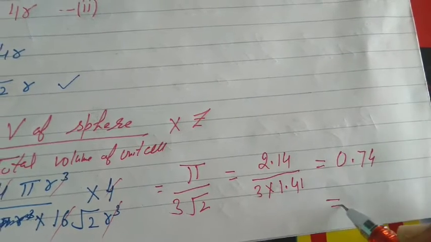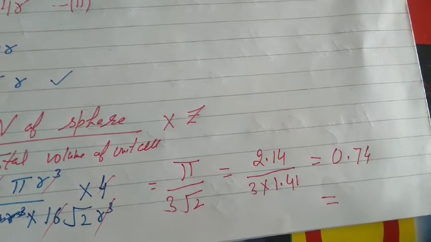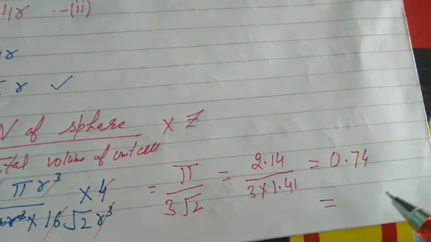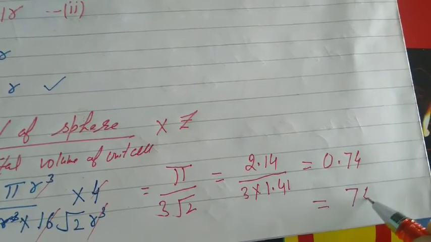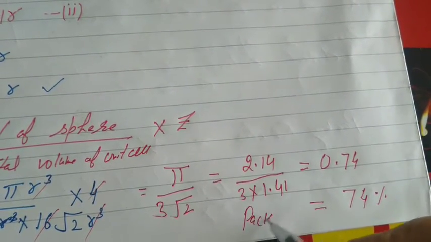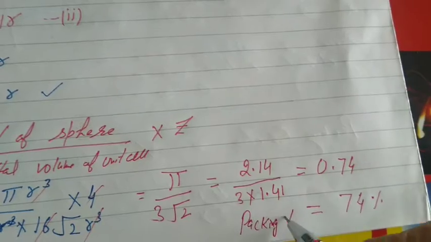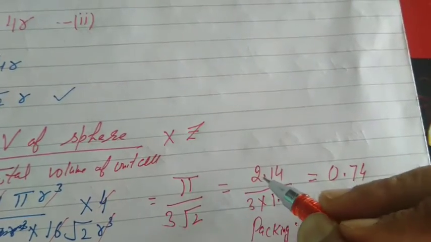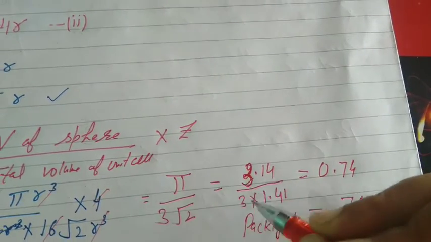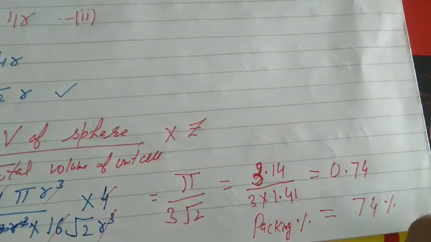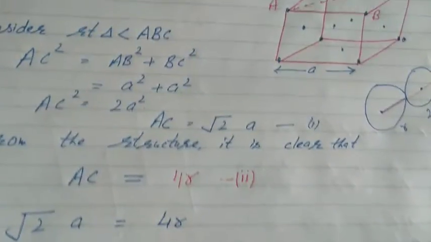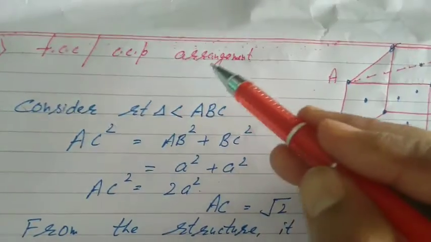What is packing percentage? Packing fraction into 100, that is 74%. Packing percentage for FCC is 74. I think the value of pi is 3.14, sorry for that. 3.14 upon 3 into root 2, 1.414, gives 0.74. Packing percentage 74.